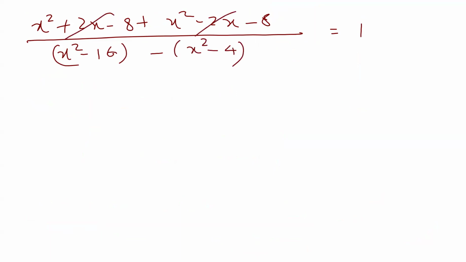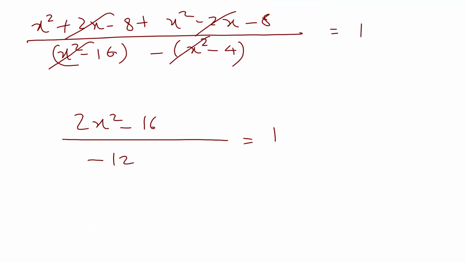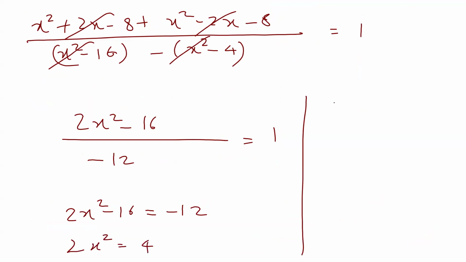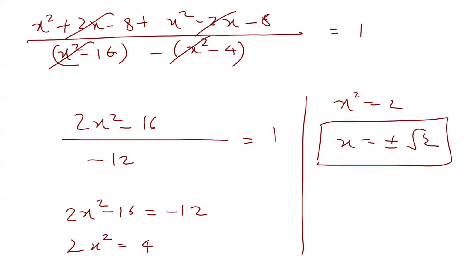So plus 2x minus 2x is 0. So 2x square minus 16 over x square minus 12 is equal to 1. So 2x square minus 16 is equal to minus 12. 2x square is equal to 4. x square is equal to 2. x is equal to plus minus root 2. Okay.